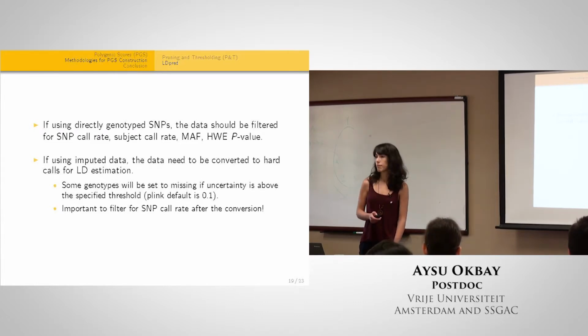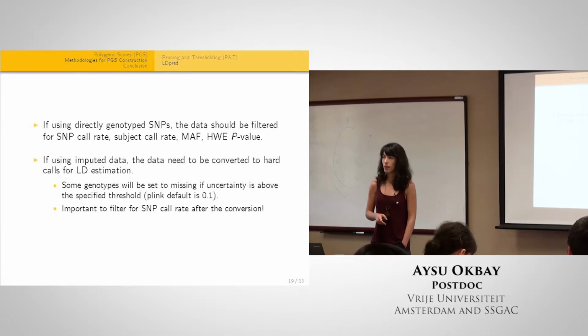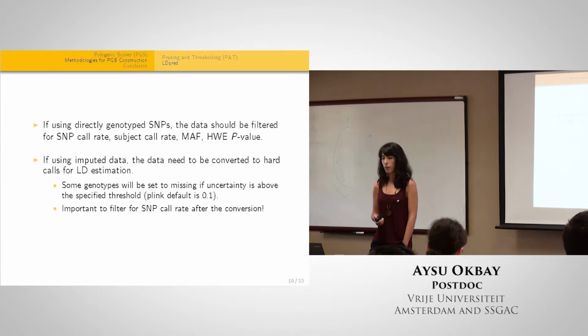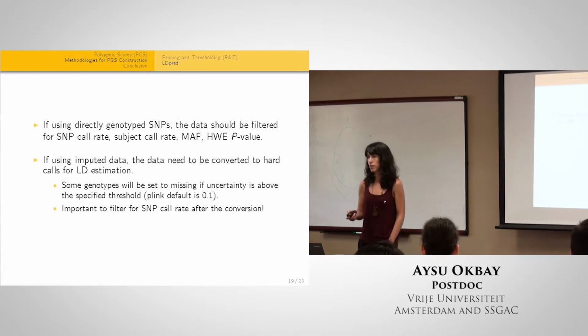What are the call rates? A SNP call rate is in how many people, or in what percentage of people, that SNP is genotyped successfully. So you have non-missing data at that SNP. Subject level call rate is for a person, what percentage of SNPs have been genotyped properly.